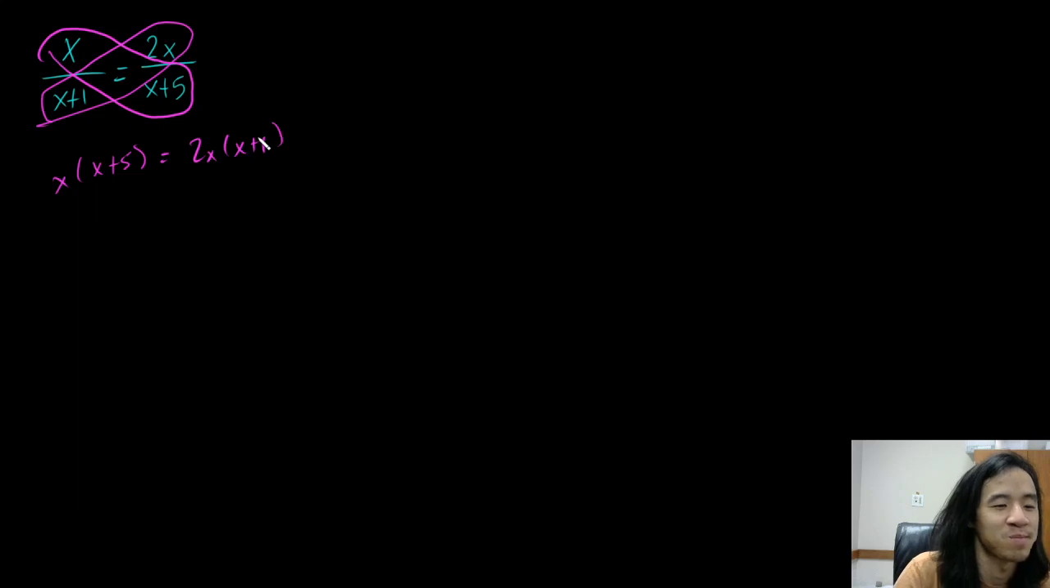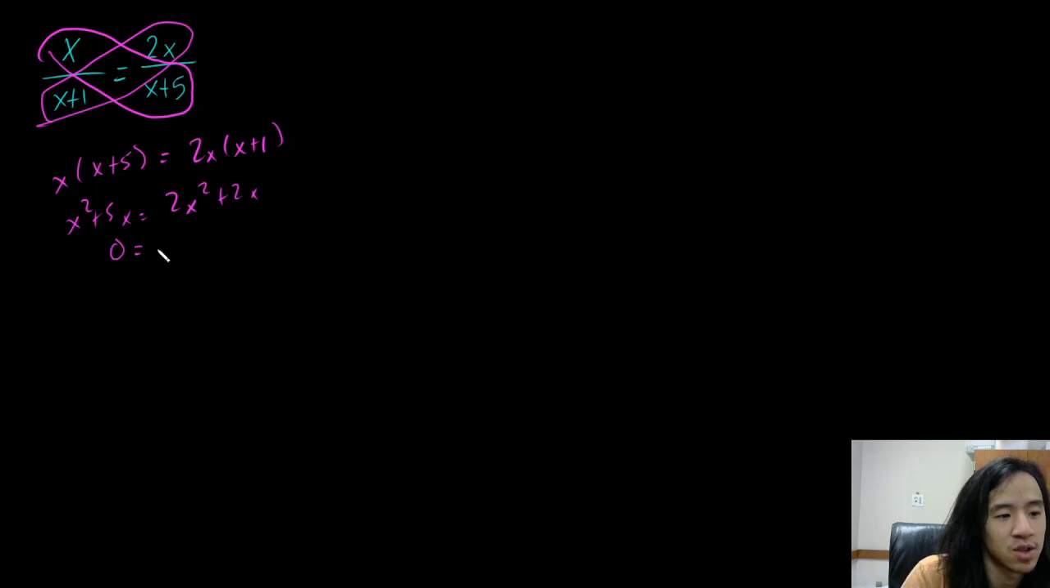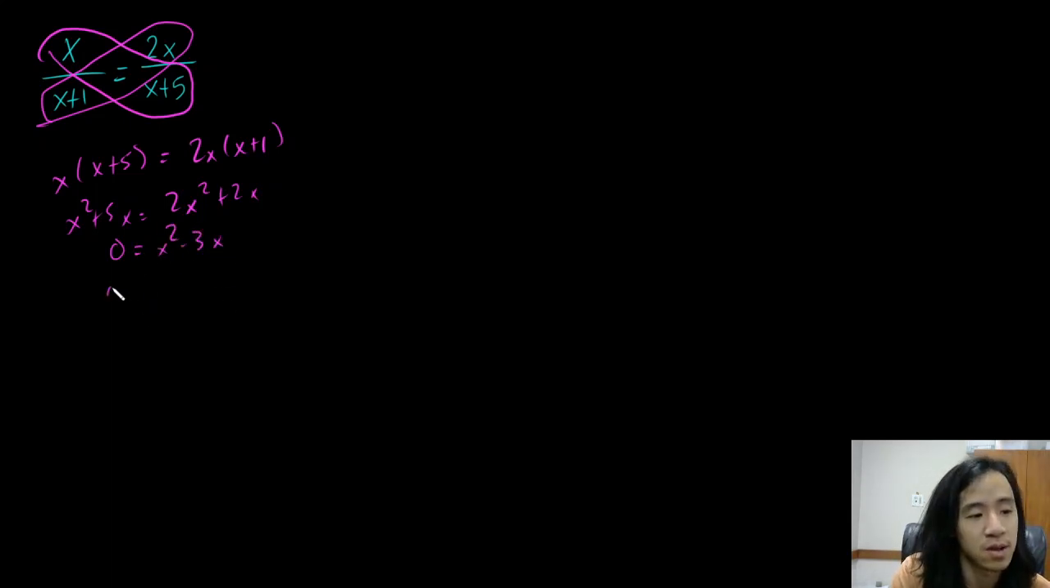x plus 1. So now if you just distribute, you get x squared plus 5x and 2x squared plus 2x. And just solve for x normally, you should get x squared minus 3x. So to solve, you do have to factor the GCF, which is x. And you should get x is equal to 0 or 3.